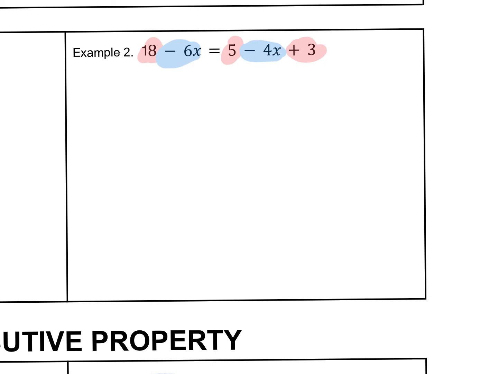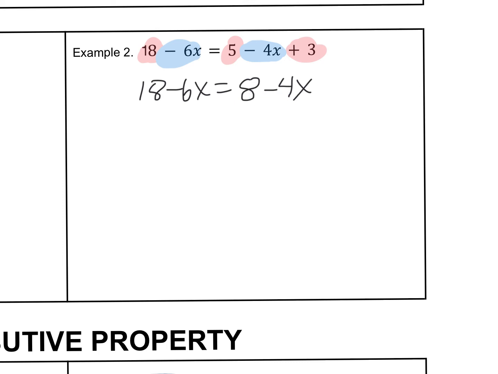Now, step one is that we're going to combine like terms on either side. So we have a 5 and a plus 3 on the right. We add 5 plus 3, we get 8. So I'm going to rewrite this as 18 minus 6x equals 8 minus 4x, because I just combined 5 plus 3. Now I have it separated on the left side and the right side. I have one constant and one variable, and one constant and one variable.